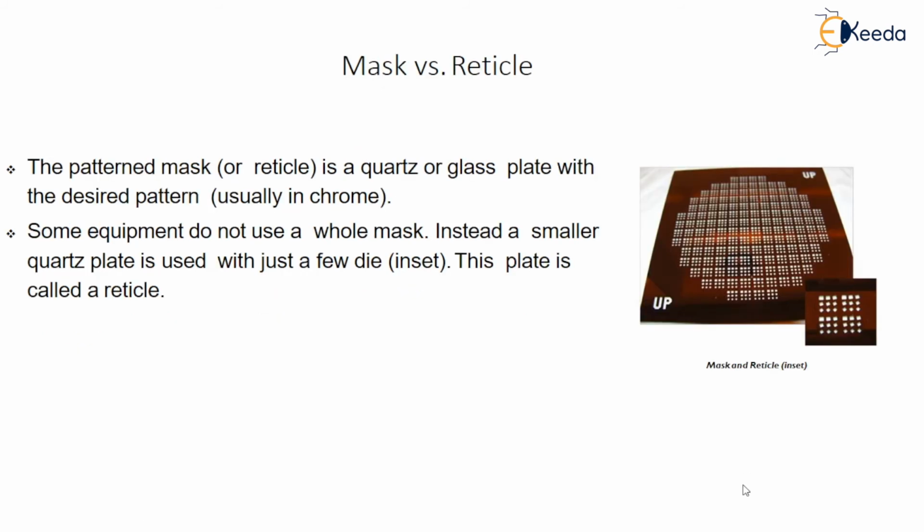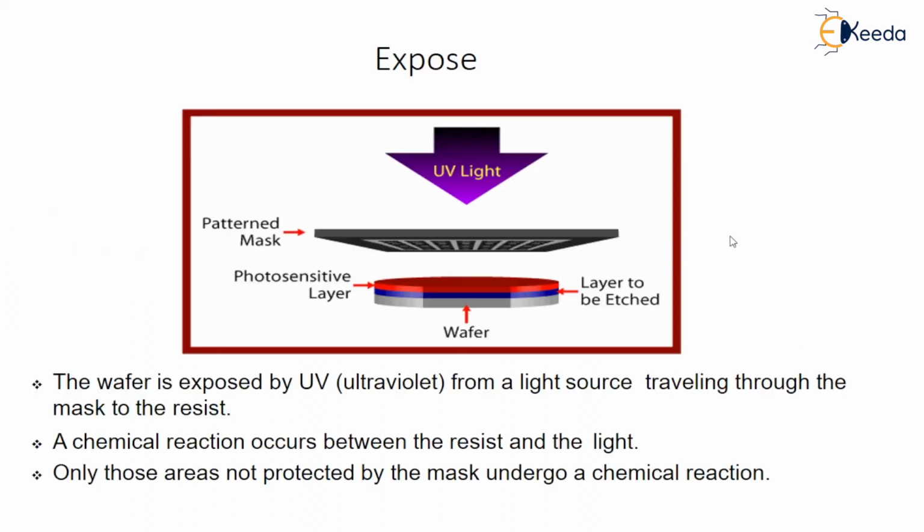Then mask versus reticle. So that is an insert as shown in this figure, mask or reticle. The pattern mask or reticle is a quartz or glass plate with a desired pattern, usually in chrome. Some equipment does not use a whole mask. Instead, a smaller quartz plate is used with just a few dies, and this plate is called a reticle.